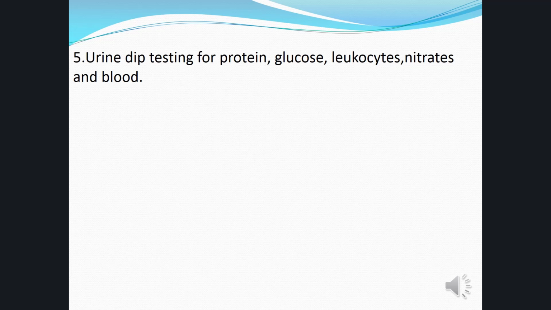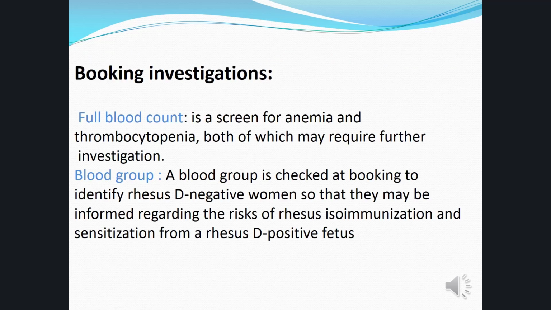Booking investigations. Whole blood count is a screen for anemia and thrombocytopenia, both of which may require further investigations. Blood group. A blood group is checked at booking to identify rhesus D negative women, so that they may be informed regarding the risk of rhesus isoimmunization and desensitization from a rhesus D positive fetus.